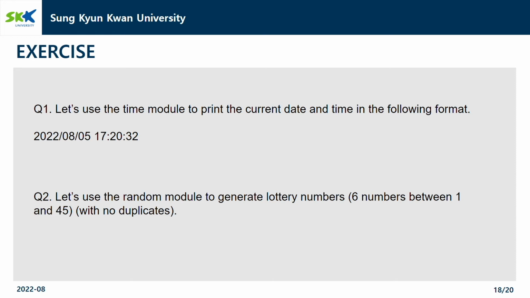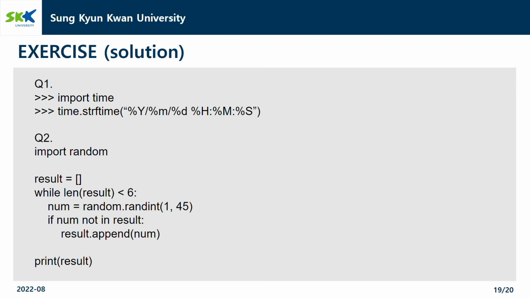Here are two exercise problems. First, use the time module to print the current date and time in the following format. And the second exercise problem is to use the random module to generate lottery numbers: 6 numbers between 1 and 45 with no duplicates. Here's the answer code.